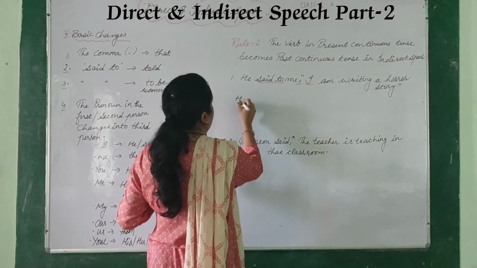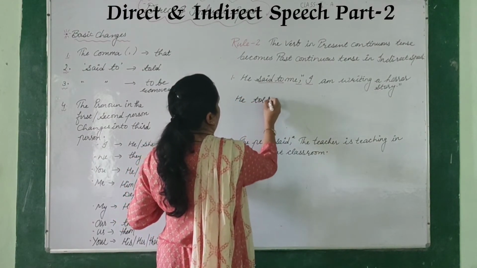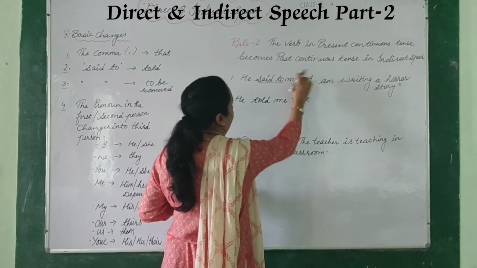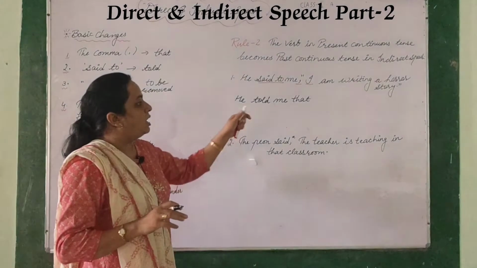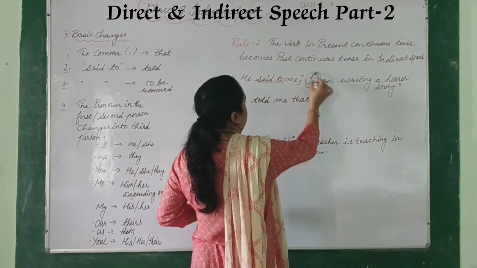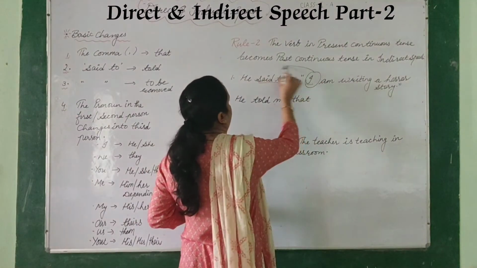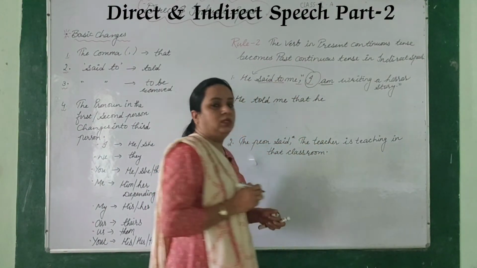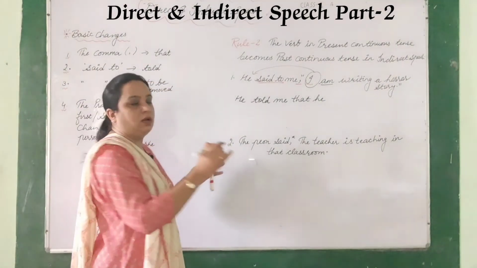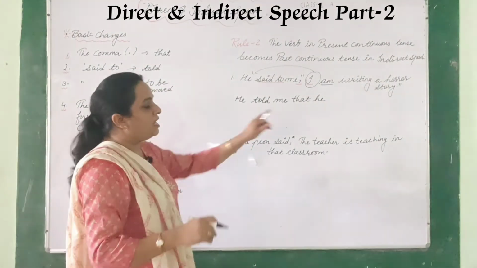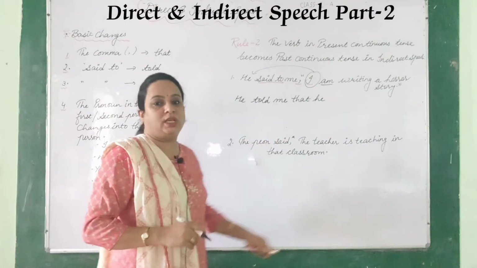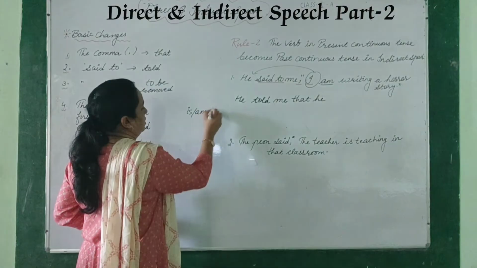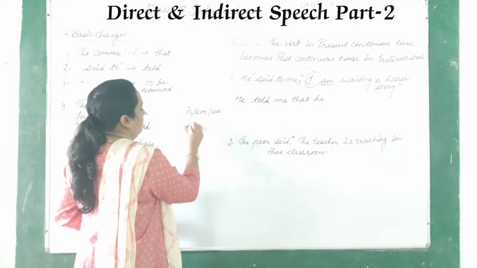So here he said to changes into told, me changes into me, comma, that, and we will remove these quotation marks, and this I changes into he and she, and here it is given he only, so we will do he. Now this am, that is what? Is, am, are, right? So this is same tense. Now with he, what we have to choose? We have to choose like it is, am, are. This is in present, right? And past, it is what?